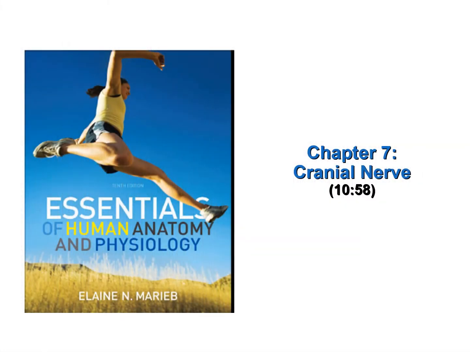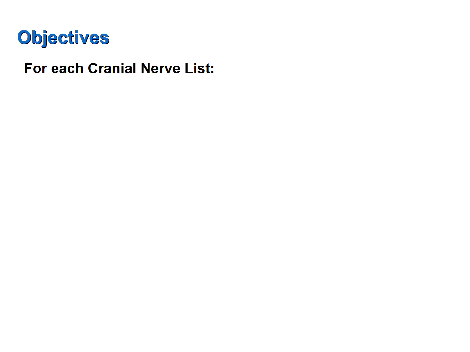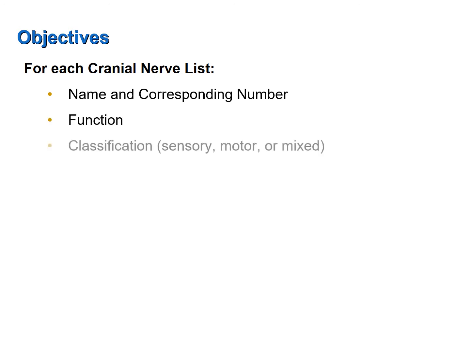The topic of this screencast is cranial nerves. This topic may be found in Chapter 7 of your textbook. The objectives of this screencast are as follows. For each cranial nerve, list its name and corresponding number, its function, and its classification.